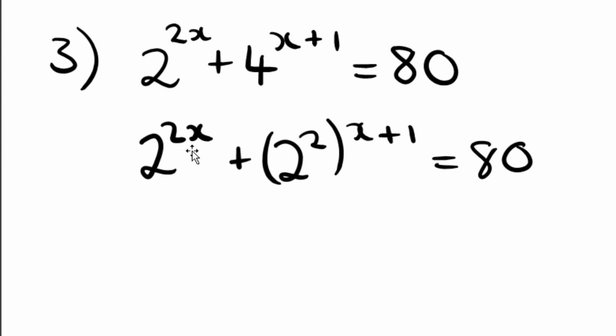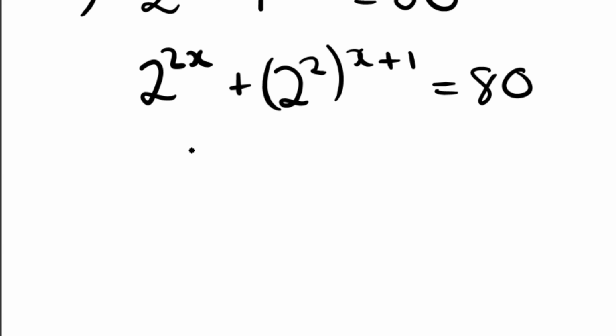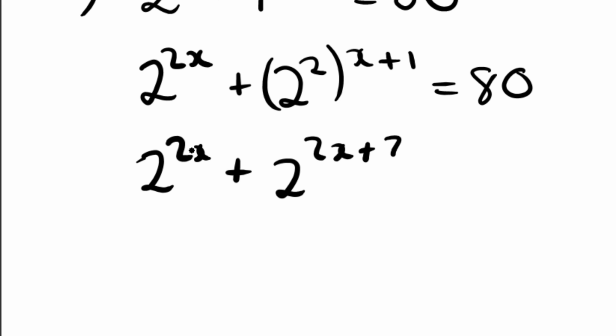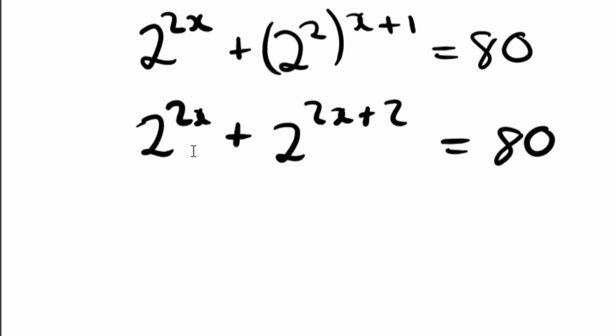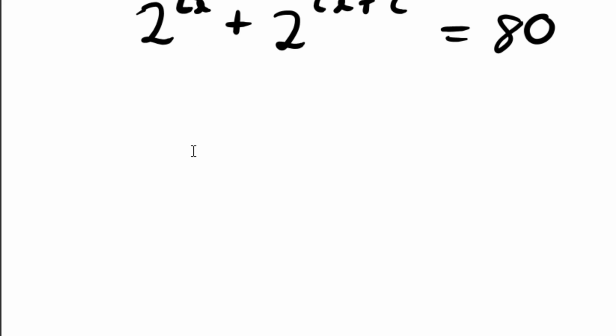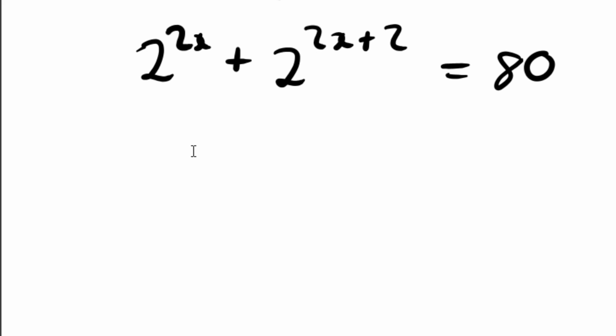Now, on our left hand side, we have 2 to the power of 2x plus, we multiply this 2 together with the x plus 1 that is outside. So we have 2 to the power of 2x plus 2. That will be equal to 80. And then we want to break this 2 to the power of 2x plus 2 so that it forms the product of same bases, where we reverse that law that says for same bases add the exponents.